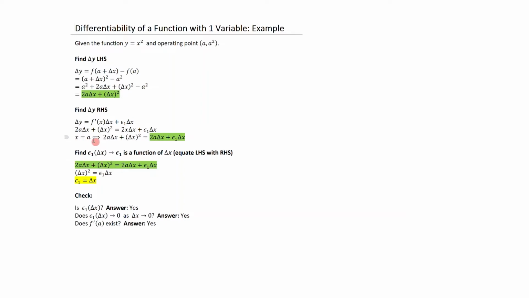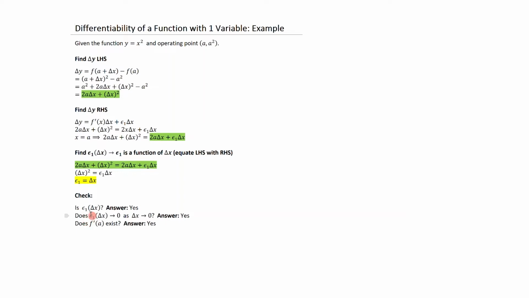So by equating the two expressions together, that is, we equate this expression with this expression, after simplification, we find that epsilon 1 equals delta x. All right, so that's basically the outcome. This is where we wanted it to go, and so now we go back and check. What are the conditions for differentiability?